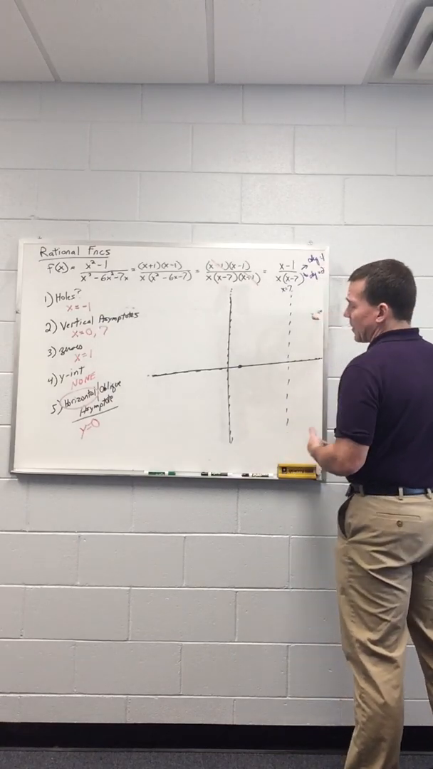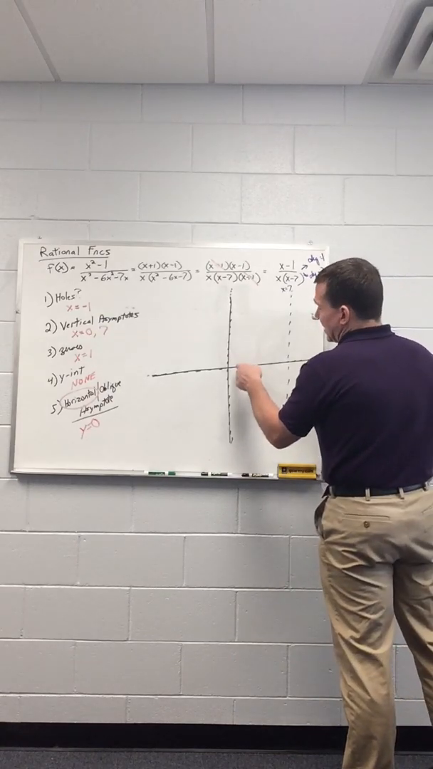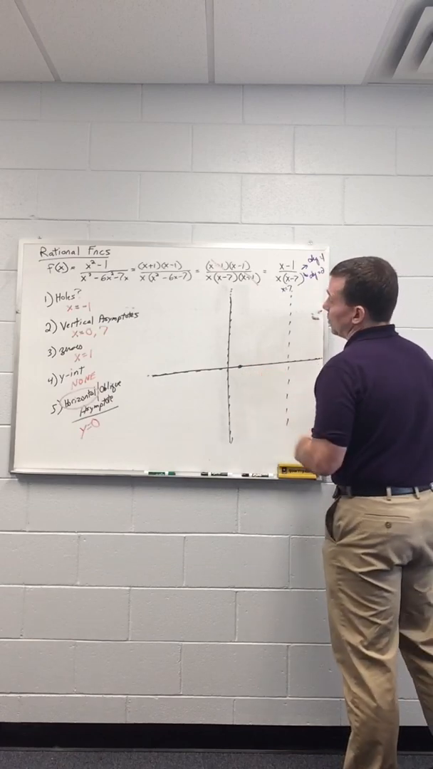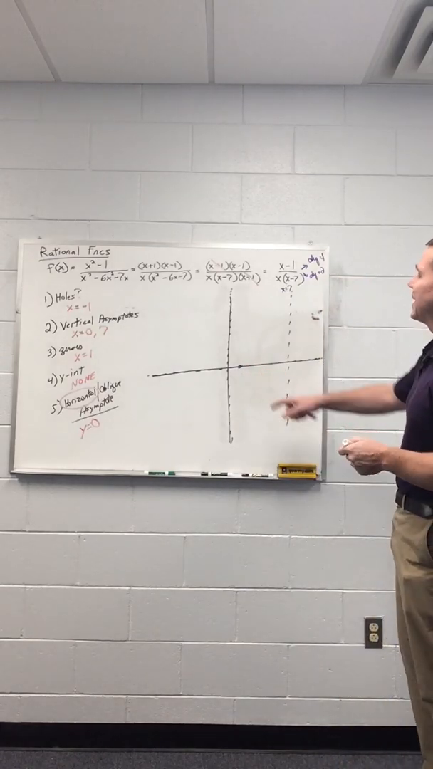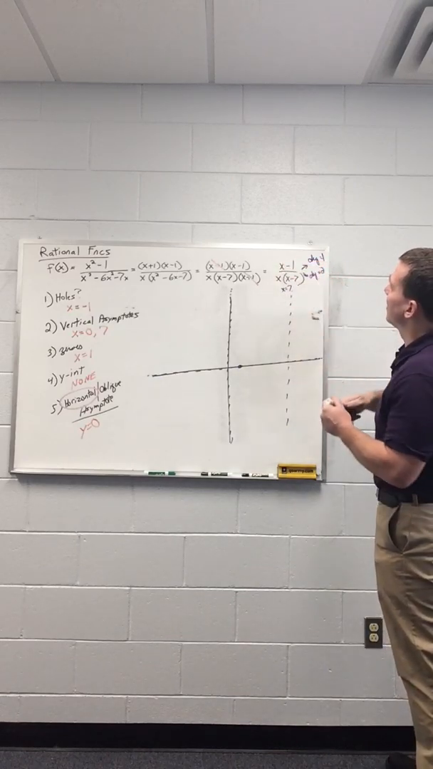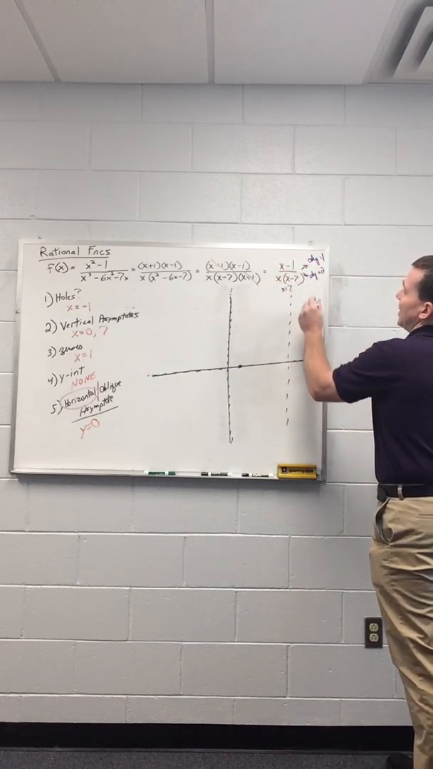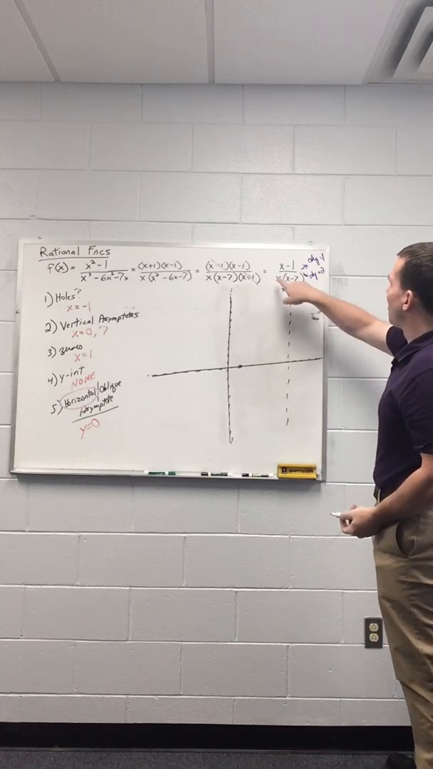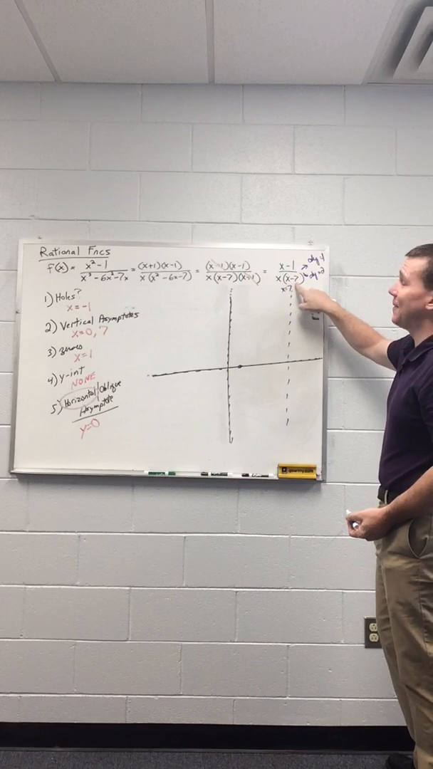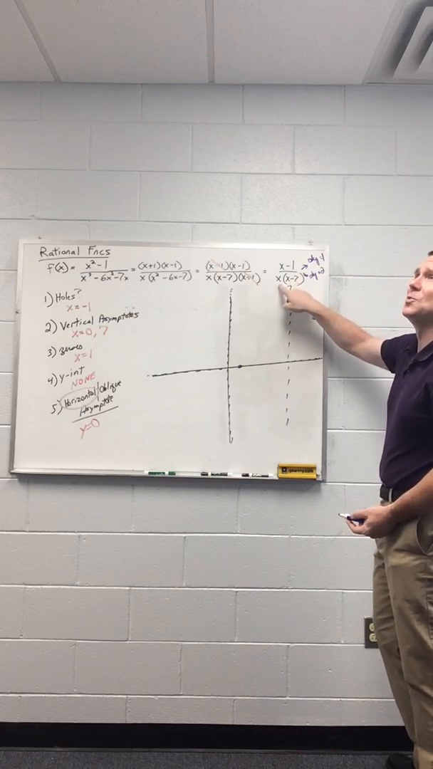Pick some other arbitrary point. For the sake of argument, since the zero is at x equals 1, I'm going to use x equals 2. I'm just going to see what the function is at 2. If I plug in 2 right here, I get 2 minus 1, which is 1, all over 2 times 2 minus 7. 2 minus 7 is negative 5. Negative 5 times 2 is negative 10.